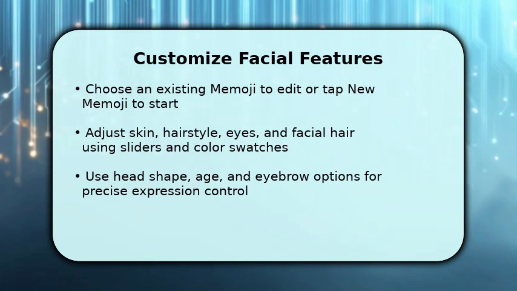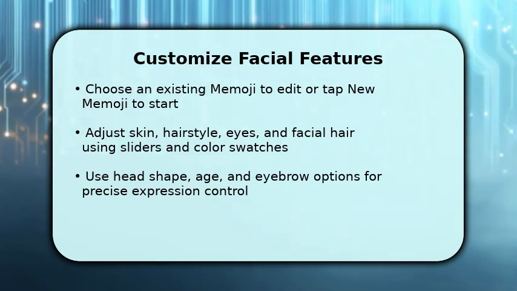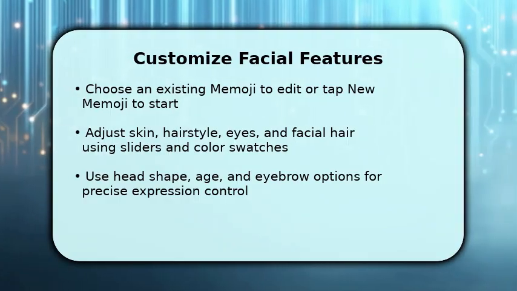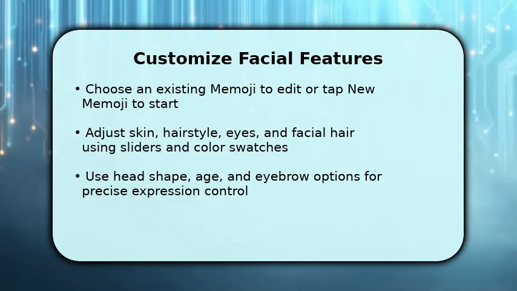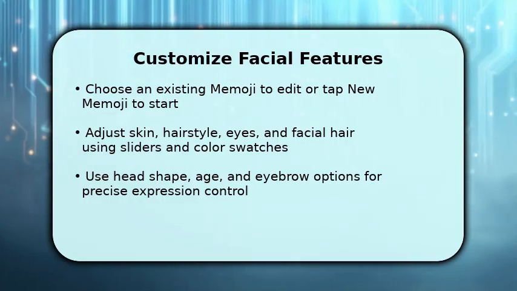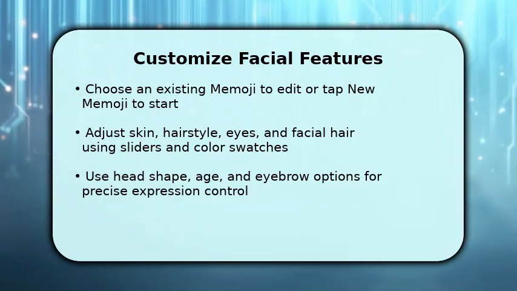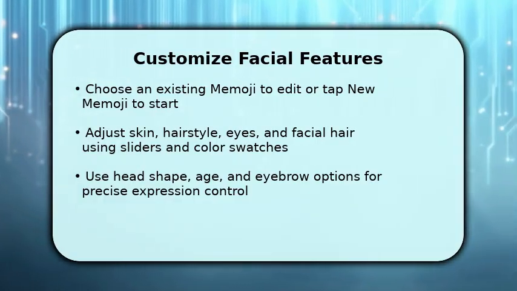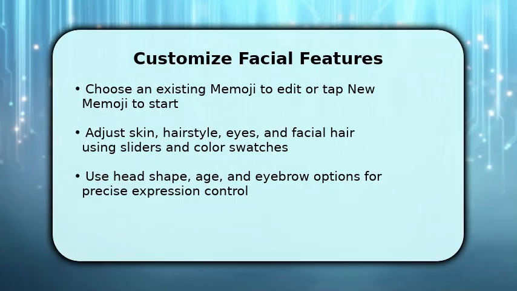You'll now customize details because this is where identity and expressiveness are set. Pick an existing Memoji or create a new one, then work through sections like skin, hairstyle, eyes, and facial hair. Use the color swatches and subtle sliders to match tone and texture precisely, and tap head shape or age to refine proportions. Once done with one section, move on. Changes save as you go.